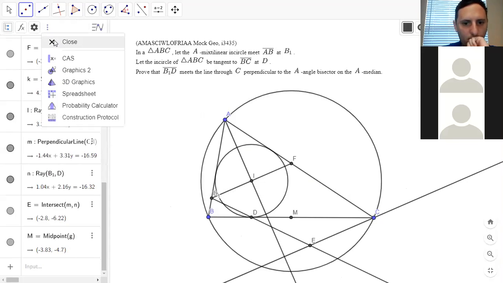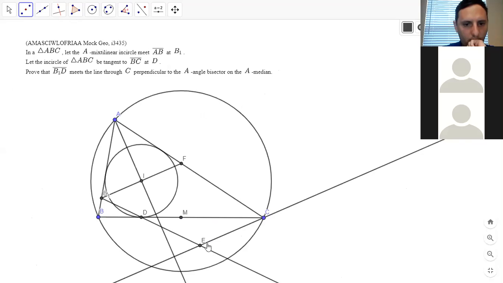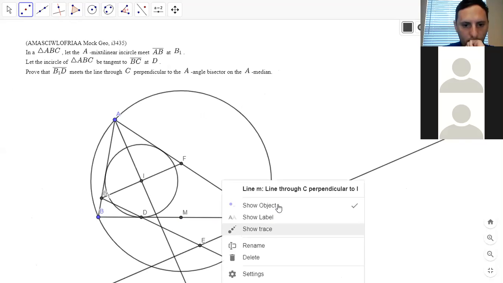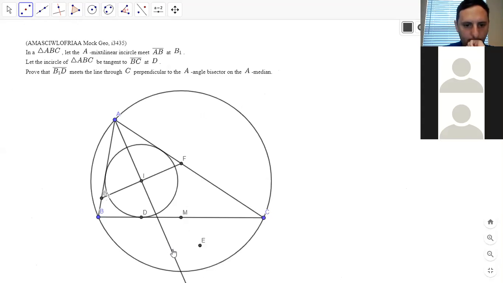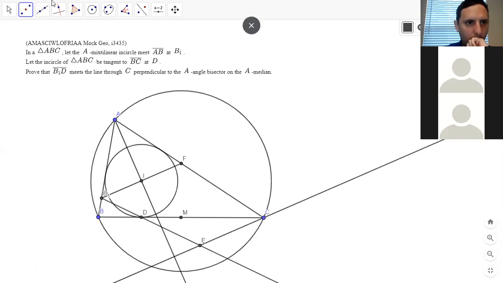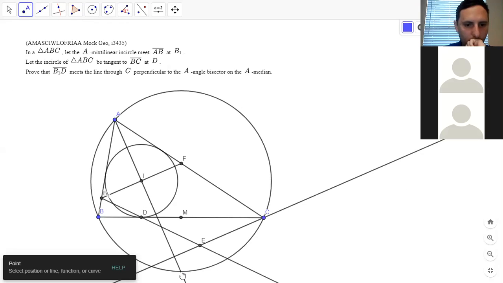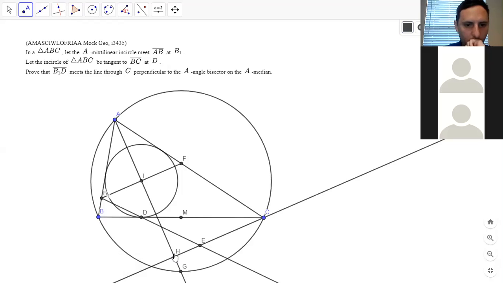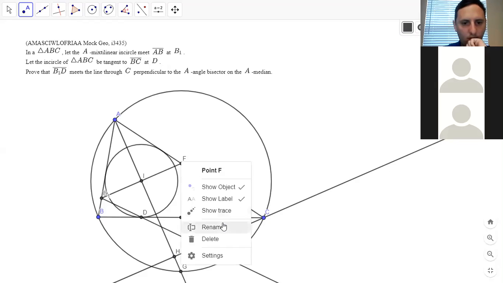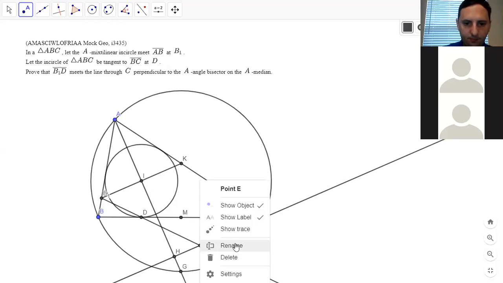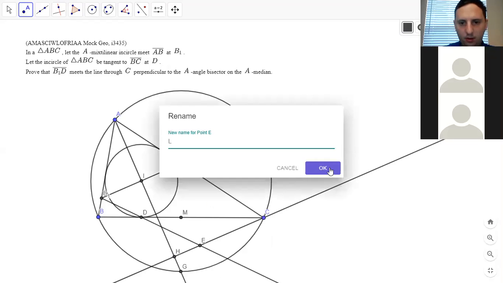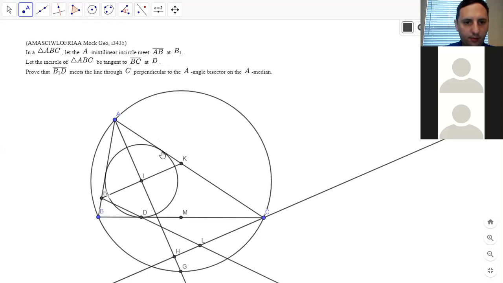You change F to some other letter and name other tangency points as E and F. Okay. Hold on one sec. Actually, you know what? Let me do this. Okay. So call this L, and we'll call the other tangency points E and F.